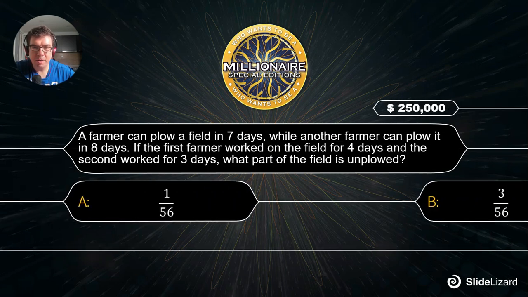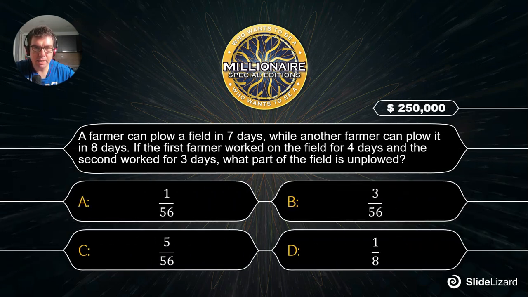A farmer can plow a field in 7 days, while another farmer can plow the field in 8 days. If the first farmer worked on the field for 4 days and the second worked for 3 days, what part of the field is unplowed?